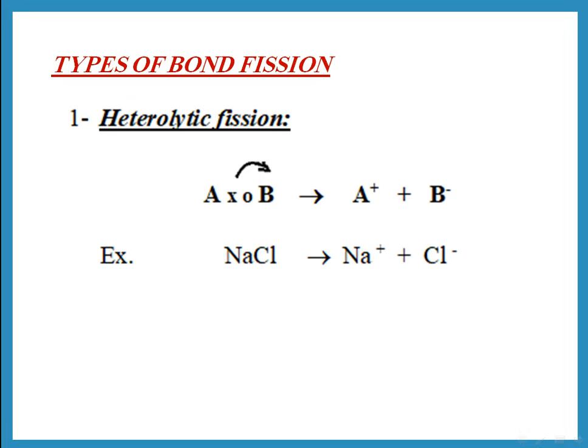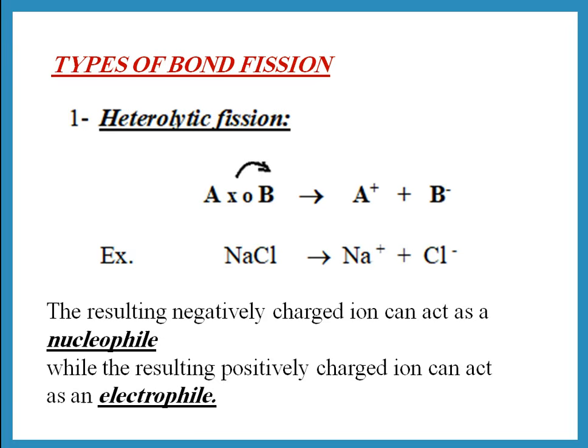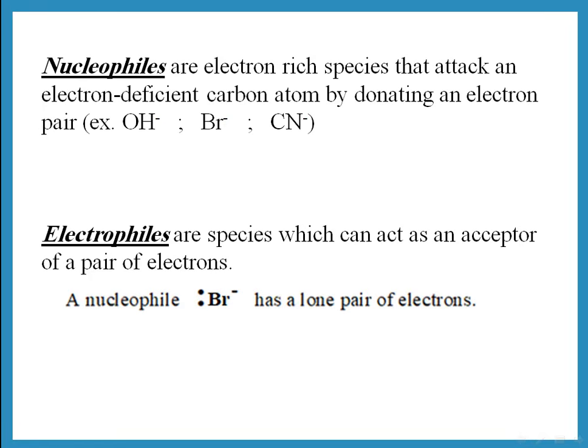So most of what we have been talking about in reactions previously in O-level, or in most of the reactions that we talked about, these are heterolytic fission in which, for example, sodium chloride forms Na plus and Cl minus. Now, remember that a species that has a negative charge can act as what we call a nucleophile, and something that has a positive charge can act as an electrophile. Now, what's a nucleophile and what's an electrophile?